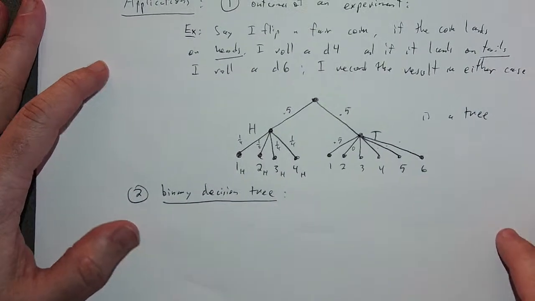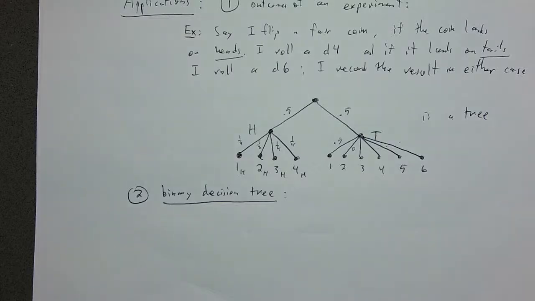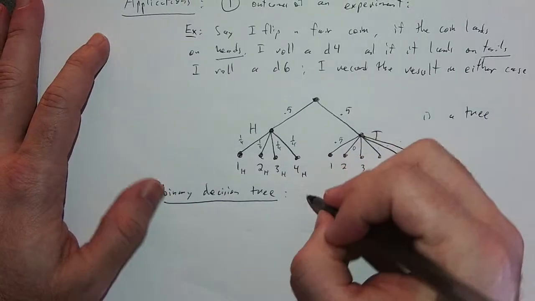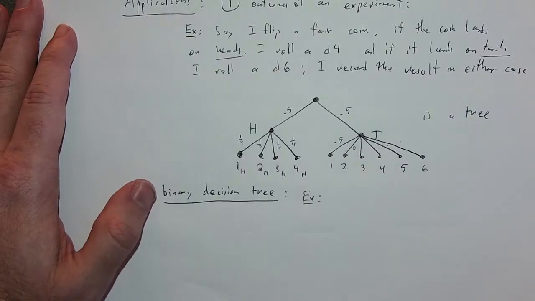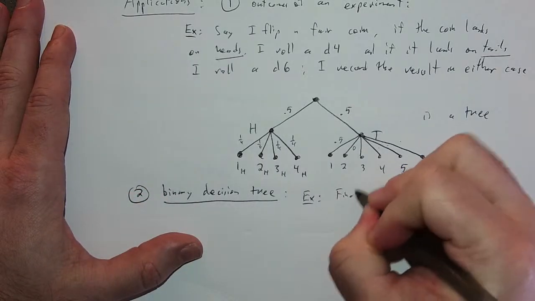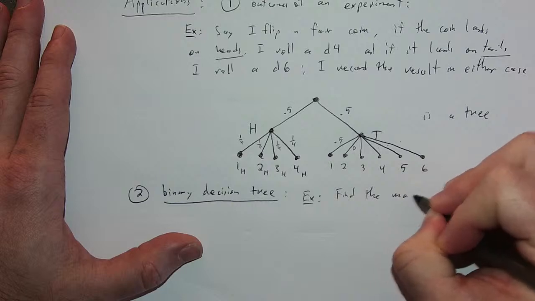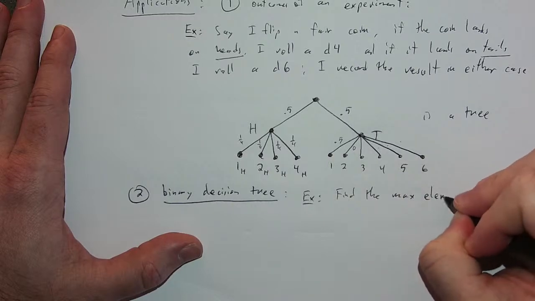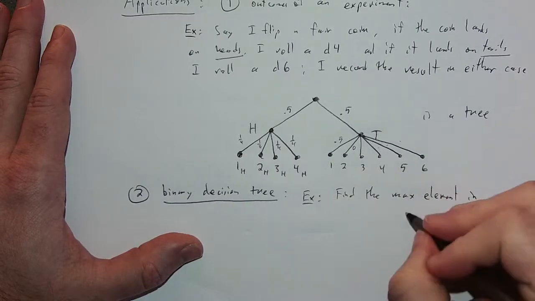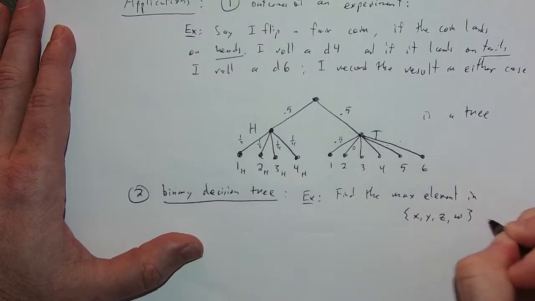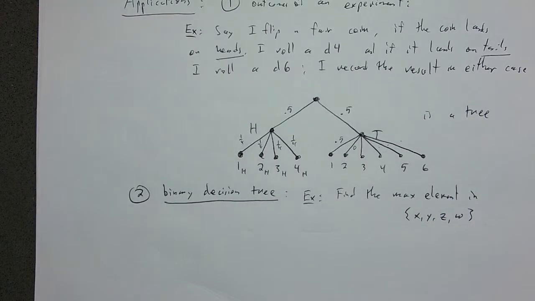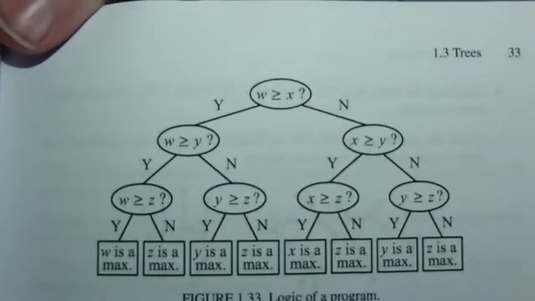So maybe rather than a list example, find, say, the max of 4 numbers. So find the maximum element in the set of numbers x, y, z, w. And rather than write this out, I'm just going to give you the binary decision tree here.